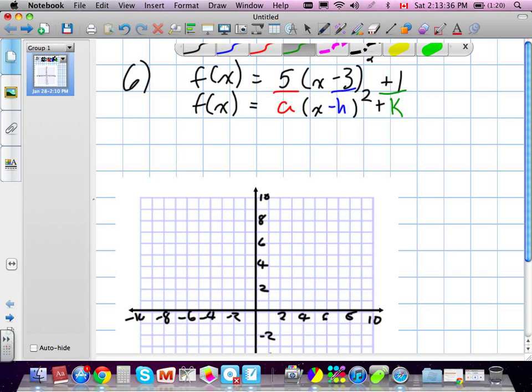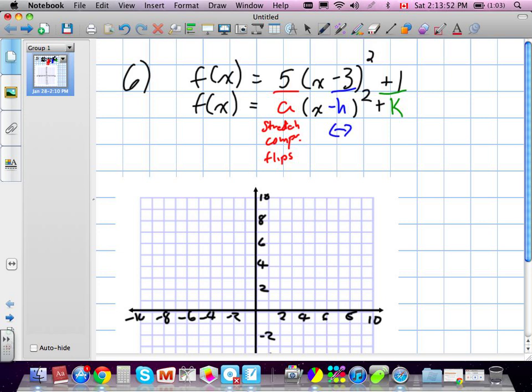A deals with stretching and compressing, right? So stretch, and compress, and also flips, in case it's negative or positive. H deals with moving it left or right, the entire thing. And K deals with moving it up or down, the entire thing. Our original function is f of x equals x squared, or y equals x squared.